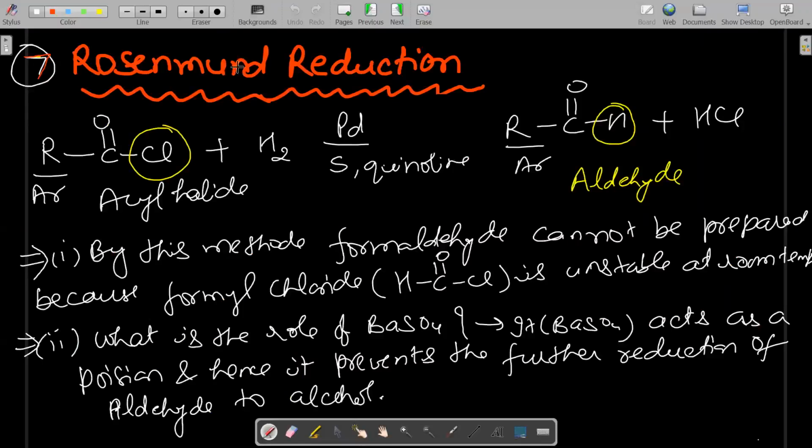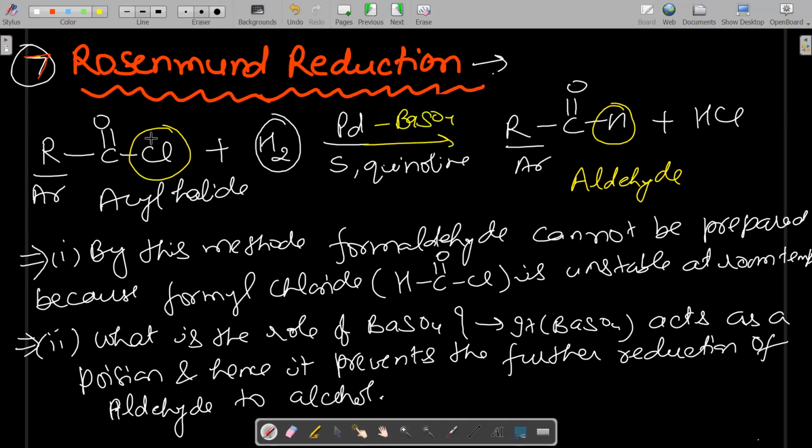So now the next method of preparation of aldehyde and ketone, that is Rosenmund reduction. So this we are going to discuss. So what is this reaction? Rosenmund reaction is a reaction of acyl halide. So when acyl halide is reduced in the presence of palladium and BaSO4 catalyst, it forms aldehyde.